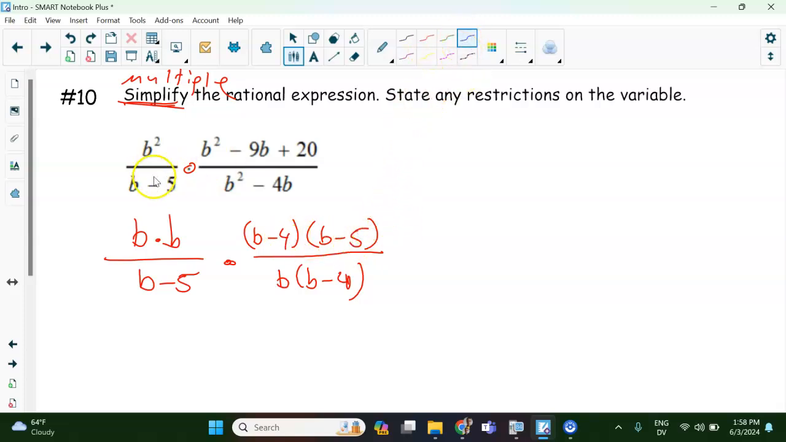I actually do my restrictions right now. Restrictions are anytime the denominator is 0. So we're going to have restrictions of 5, 4, and 0, because you have a times b, and that leads to a 0 restriction.